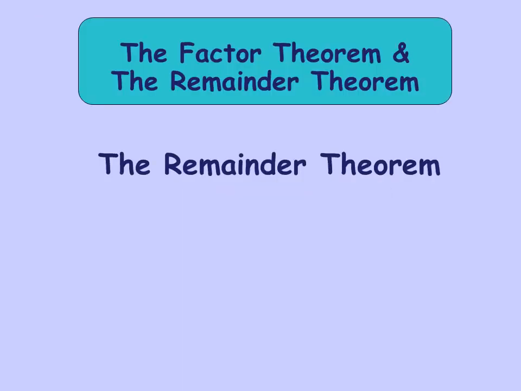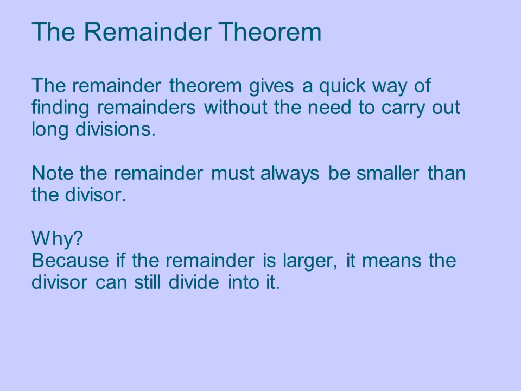Let's now look at the remainder theorem. The remainder theorem gives a quick way of finding remainders without the need to carry out long divisions. Note, the remainder must always be smaller than the divisor. Why? Because if the remainder is larger, it means the divisor can still divide into it.